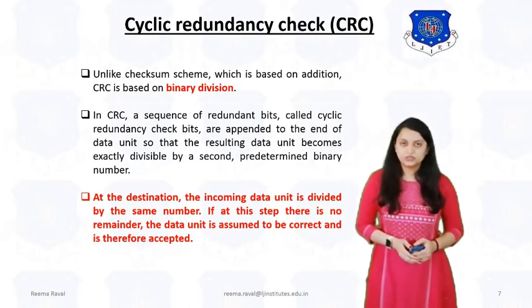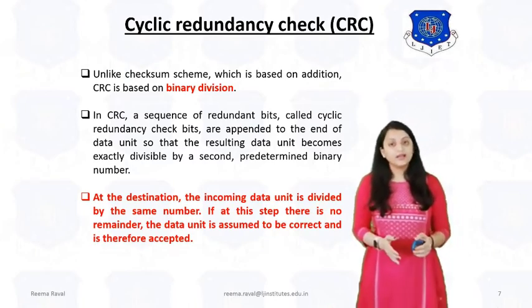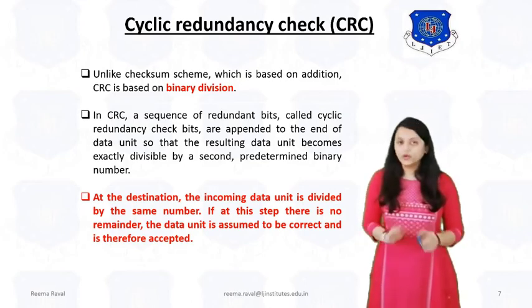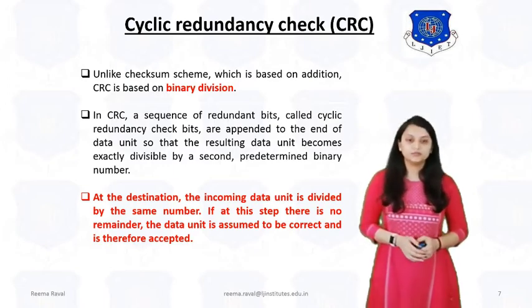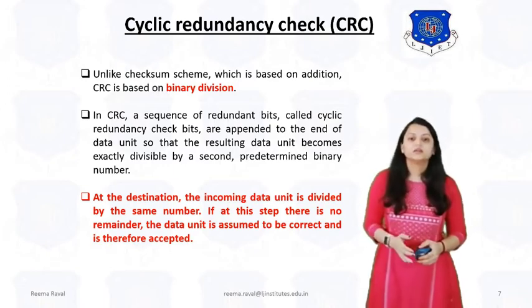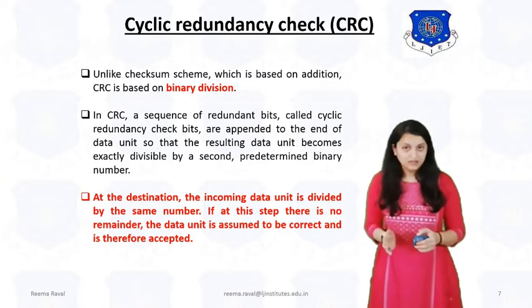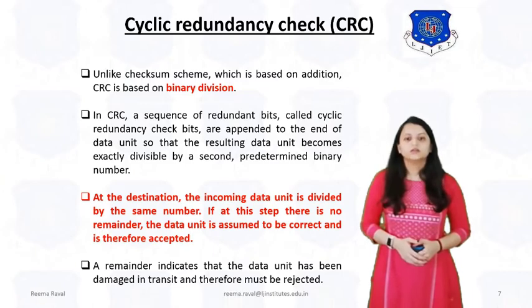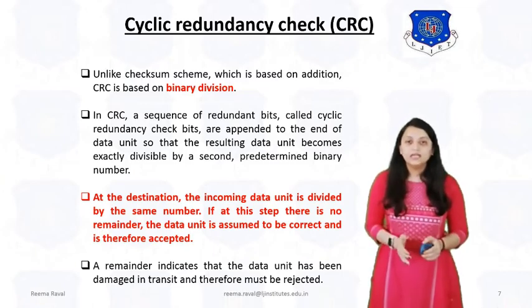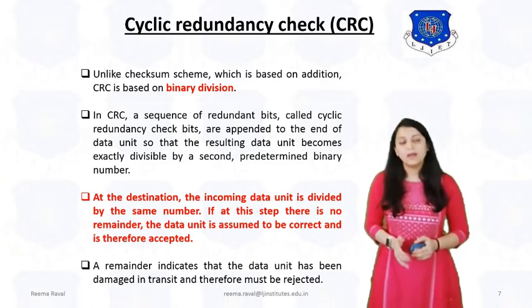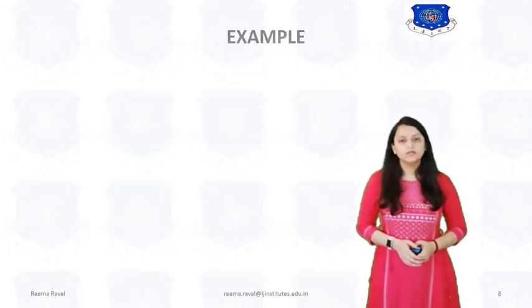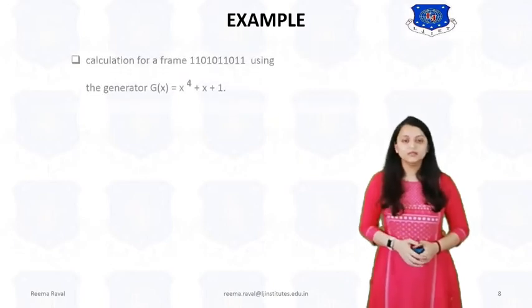At the destination, the incoming data unit is divided by the same number. If at this step there is no remainder, the data unit is assumed to be correct and is therefore accepted. And if there is a remainder, it indicates that there is an error. This remainder indicates that the data unit has been damaged in transit and therefore must be rejected.